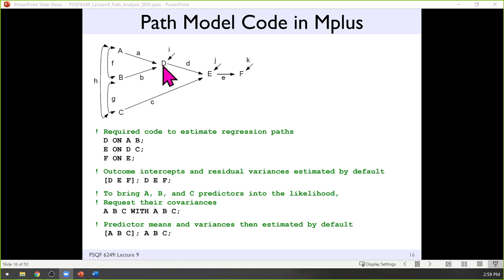Things that are going to be estimated that you don't have to type: each variable that is downstream, that is an outcome, that is in the likelihood, gets an intercept. So that's the terms in brackets, and it also gets a residual variance. So that's the same as what we've been seeing.